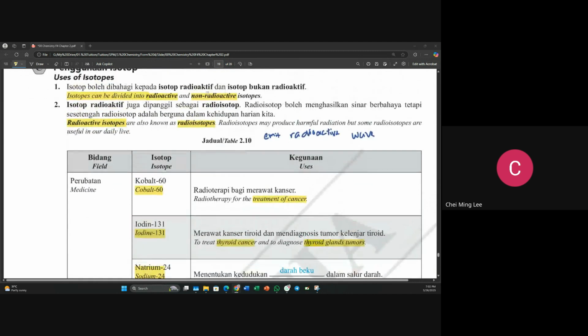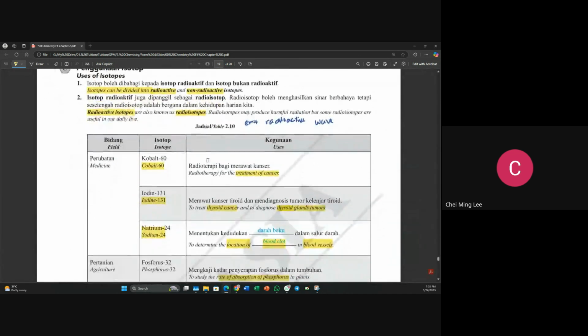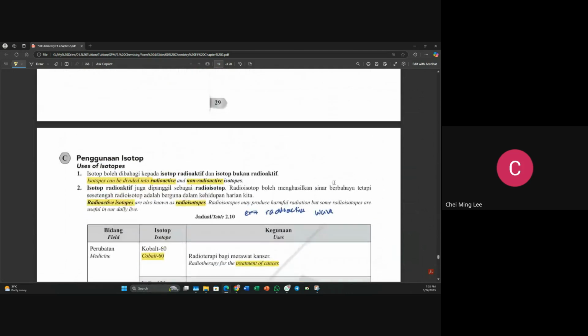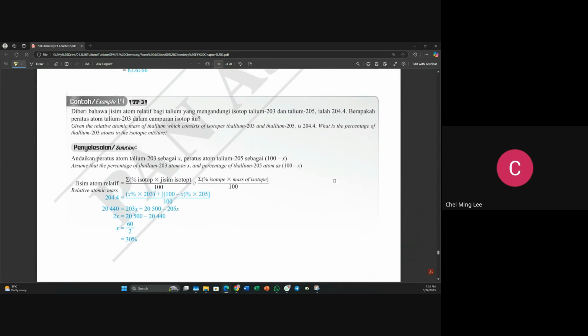Last week we have, oh yeah, I think it's the calculation part. So given that the relative atomic mass of thallium, which consists of isotopes thallium-203 and 205, is 204.4, he wants you to calculate the percentage of thallium-203.